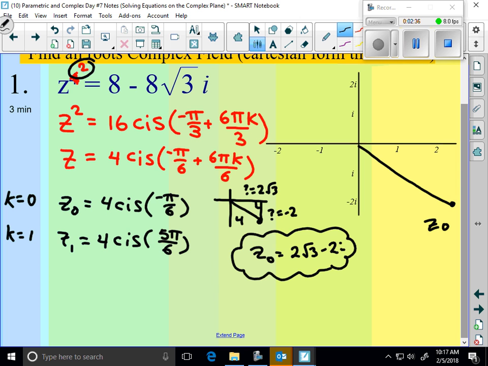For full credit, you would need it in this form. If it were a problem out of 6 points or whatever, I'd probably give you a 5 if you just put it in the polar form, the cis form, and didn't translate it.